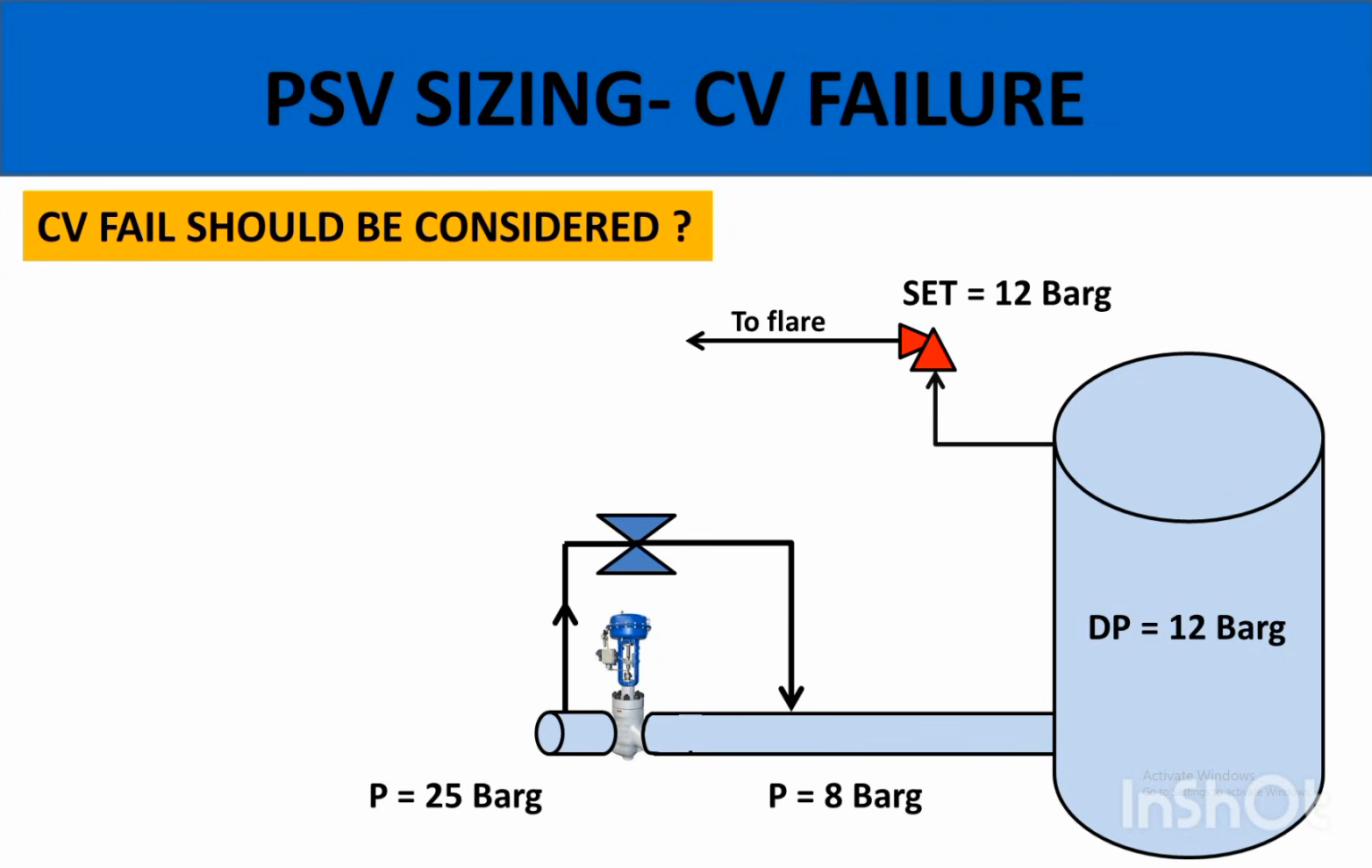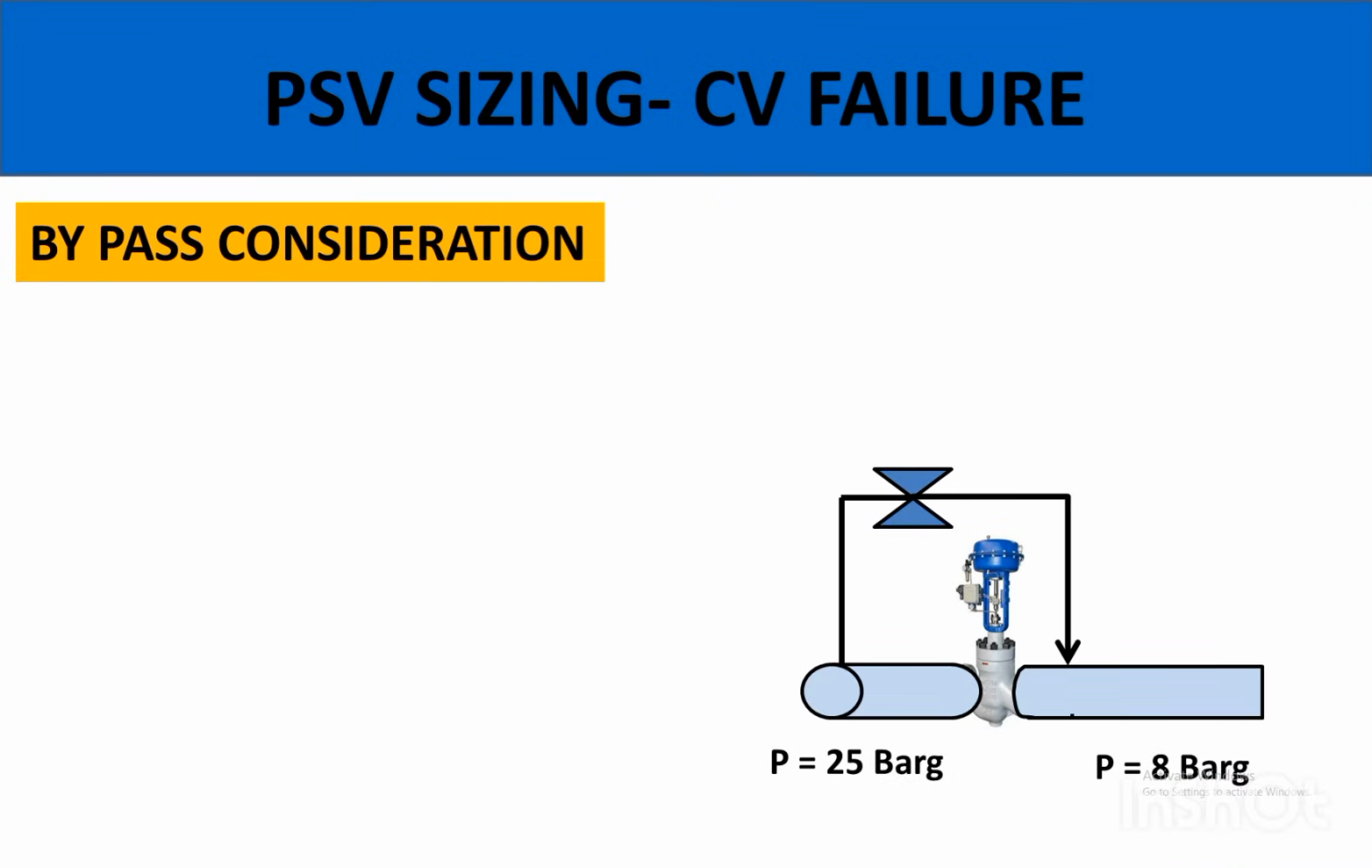I want to discuss how to find the maximum flow rate within this control valve when it fails to open. But let's just focus on its bypass, because I think its bypass is not as hard as the control valve. So let's focus on the bypass and consider the bypass flow rate in this case.